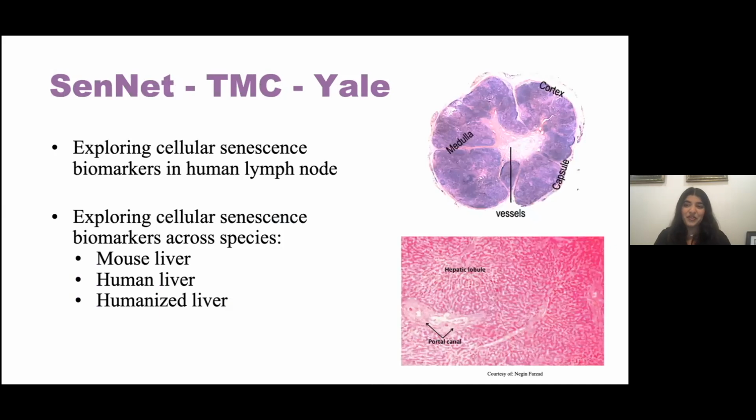The way we did this over the summer was in the SenNet Tissue Mapping Center at Yale University. We had two main projects that we discussed, one of which was exploring cellular senescence biomarkers within human lymph nodes. The other of which was exploring cellular senescence biomarkers across a variety of different species. These range from mouse liver to human liver and humanized liver.